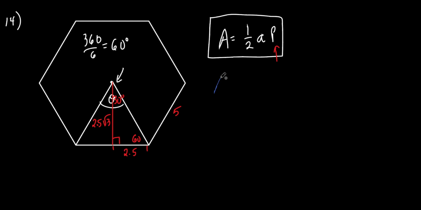And then what do you do to find the area? You just go 1/2 times the apothem. What did we say it was? 2.5 times the square root of 3 times the perimeter. What's the perimeter of this thing? It's 30. And then you put that in your calculator and get a number. Okay?